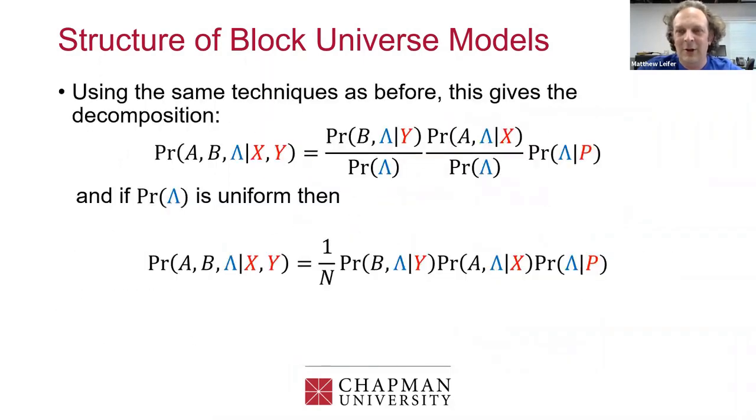Okay, so the general formula that you get is now this. And again, if we have uniform prior probability over lambda, then it's just the product of these 3 terms. And it looks exactly like what you'd get in the usual formulation with measurement independence, except for the fact that these lambdas are now on the left-hand side of the conditional rather than the right-hand side of the conditional.